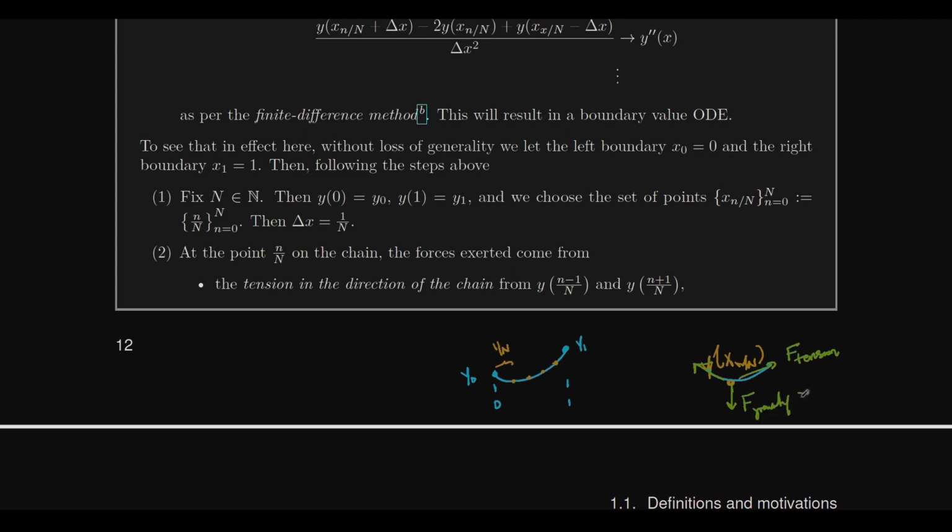So the force of gravity pointing downwards is pretty easy. That's the mass times gravity. Remember Newton's law, mass times acceleration. Gravity always provides the same acceleration. So F gravity is always going to be mg. F tension is going to be a little trickier.